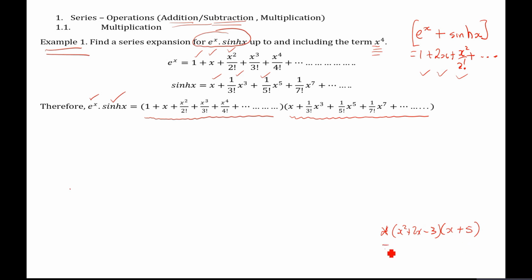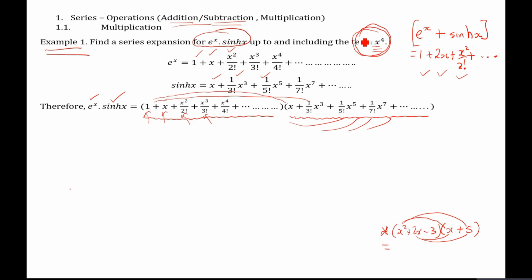If you have to multiply, what do you do? You distribute: x squared times x, x squared times 5, 2x times x, and so on. And that's exactly what you do in this multiplication. So you will take 1 and multiply 1 times x, 1 times, and so on. Every single one of these terms distributed into the second series. Is it long? Yes, it is. And that is why I emphasize, make sure you know where to stop.